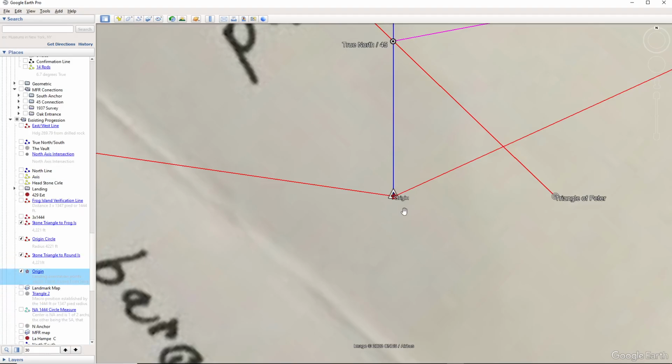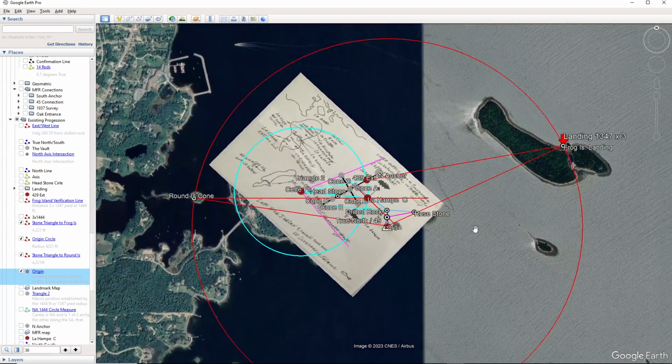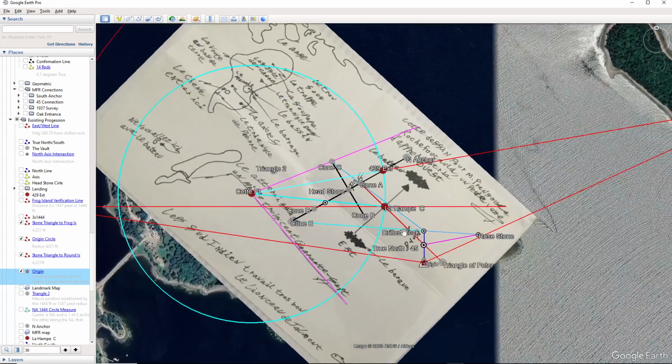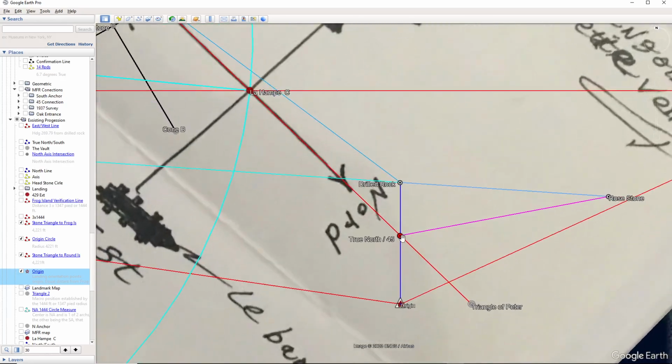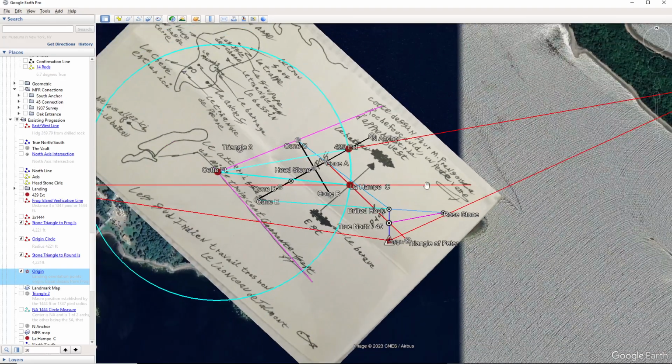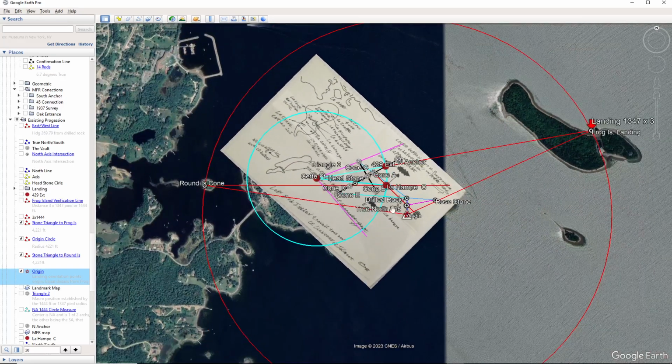That makes the stone triangle the origin of the alignment of the Rochefoucauld map and the landing, which sets up the 45-degree angle, which basically sets up the area in which the first entrance into the tunnel will be discovered. This is just the geometry that leads you to that point.